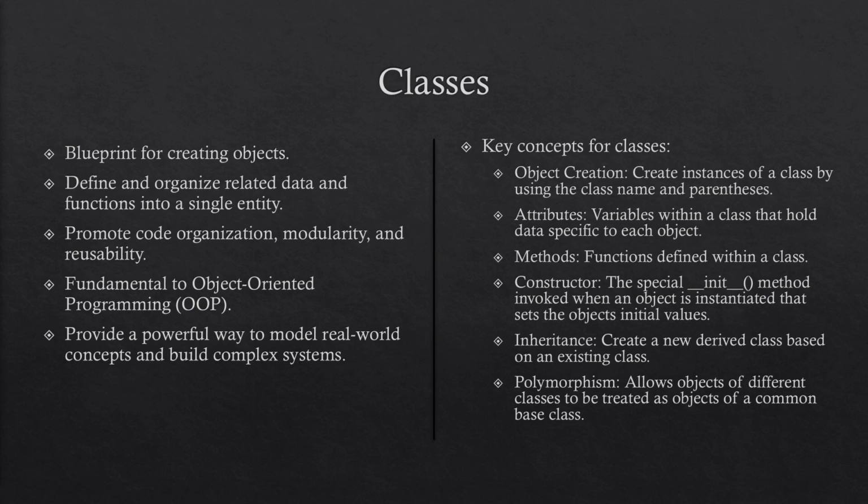Classes also support polymorphism, which allows objects of different classes to be treated as objects of the same common base class. It allows you to define methods with the same name in different classes, and each class can implement the method in its own way. Polymorphism enables code flexibility and supports code reuse in various contexts.